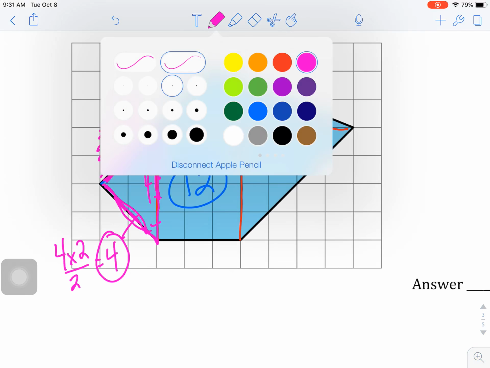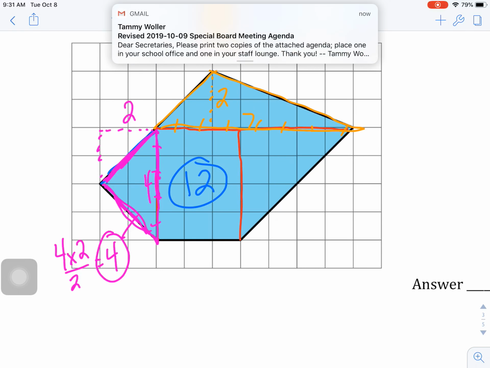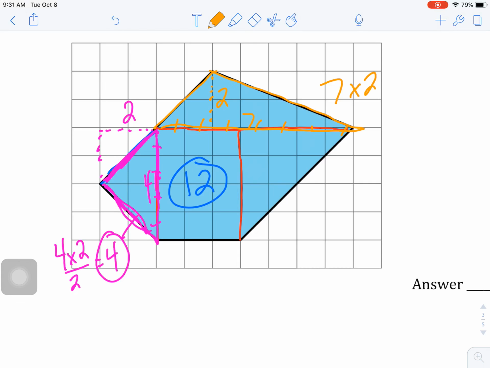All right, let's go up. I'll do this triangle up here in orange. Again, you could use rearranging, decomposing, but I'm just going to stick to counting the base and height. So here's my base. I get 7, and my height is 2. So that triangle would be 7 times 2 divided by 2, which is 7.